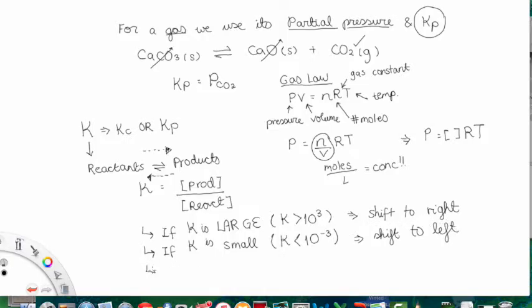At intermediate values, where K is approximately between 10 to the negative 3 and 10 to the power of 3, neither reactants nor products are strongly favored. So as a rule of thumb, if K is greater than 10 to the power of 3, the equilibrium shifts towards the products. If it's less than 10 to the power of negative 3, it shifts to the left, and any K value between those two numbers, oftentimes neither reactants nor products are favored.